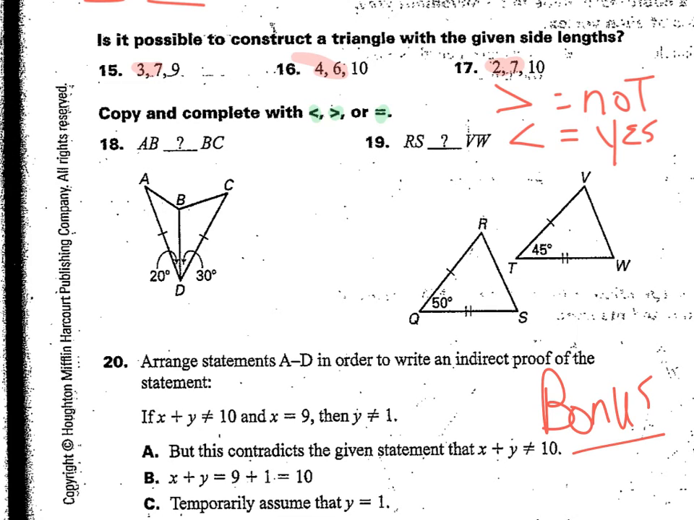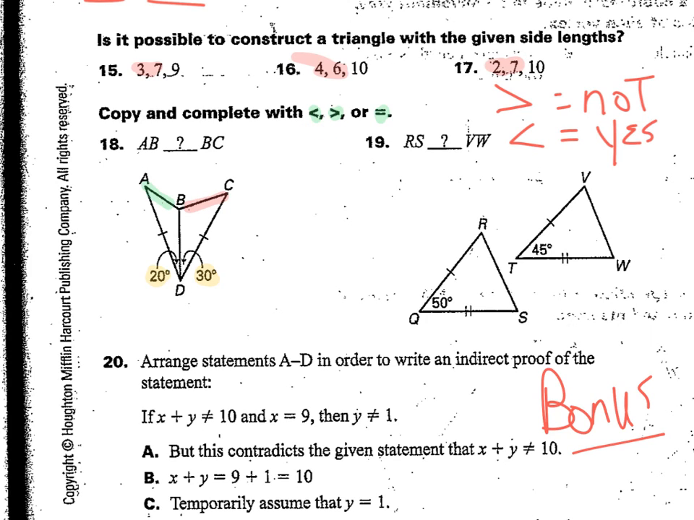So we have AB and BC. Okay, use these angles to help tell you which side is going to be bigger. So which side, is one bigger than the other? If they were the same, your angles would be the same, but they're not. So it's going to be one of these two.